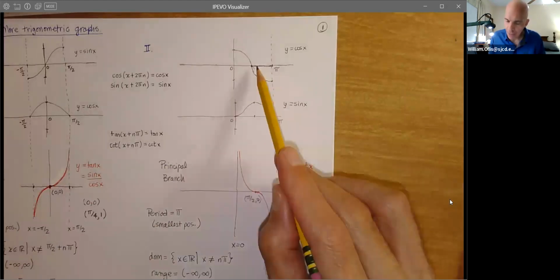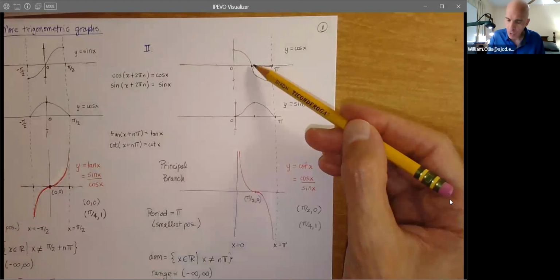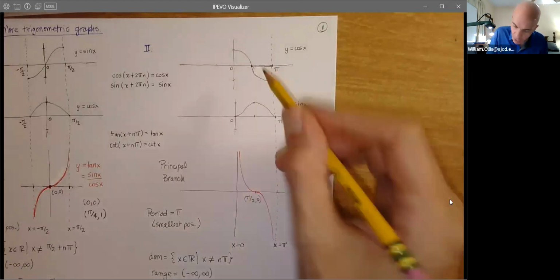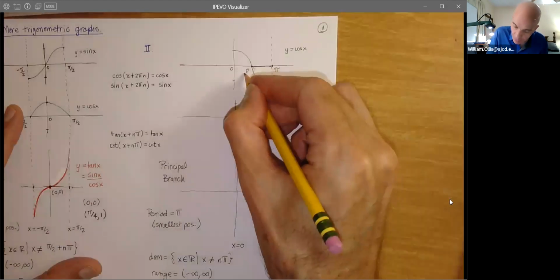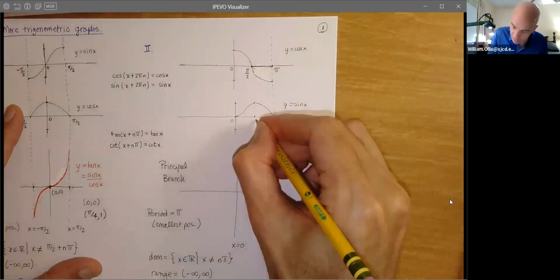Now, if we think of the ratio of cosine to sine, right in the middle here is pi over 2. So I'm just going to notate that.